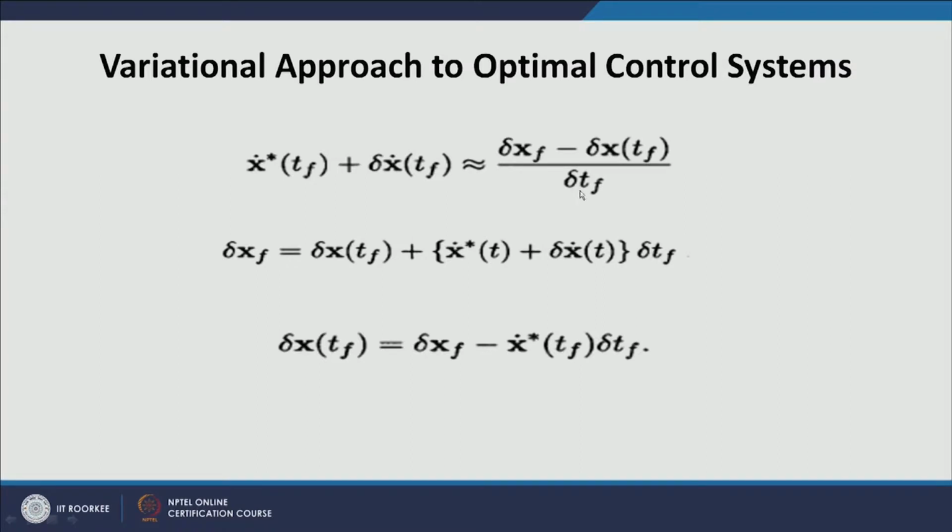So, I can approximate this with delta xf minus delta x of tf divided by delta tf. If I cross multiply, I will get x dot of tf multiplied with delta tf, plus delta x dot of tf multiplied with delta tf, these two values, and then if I take the delta x of tf.